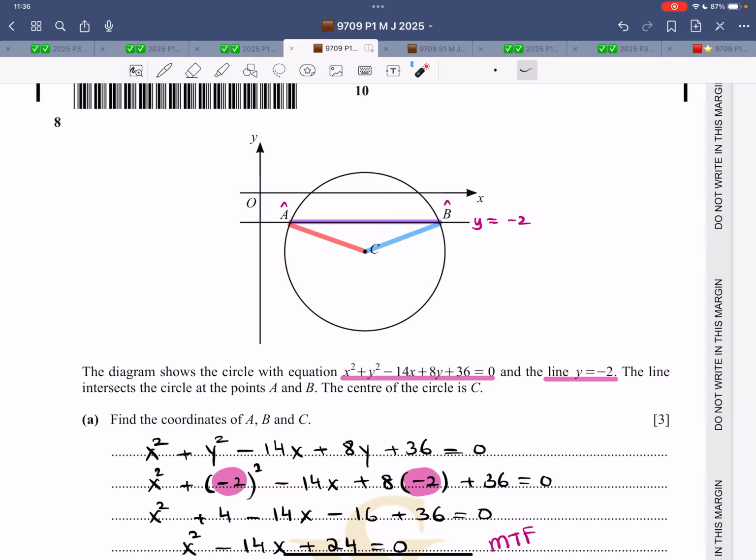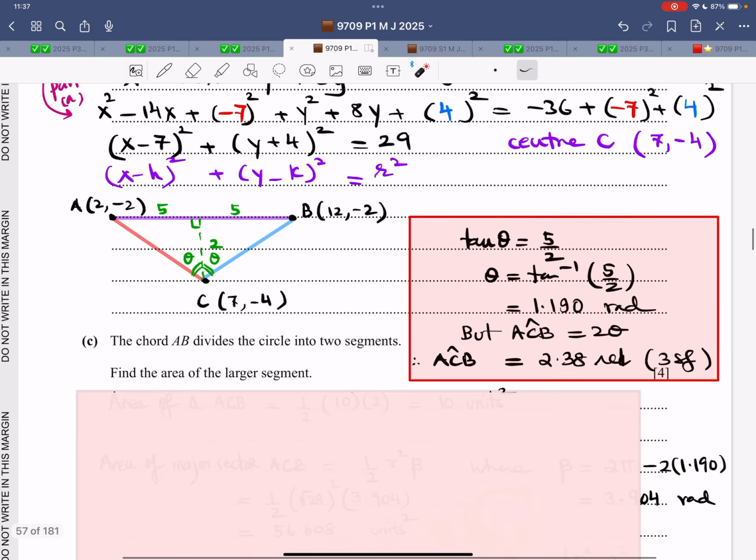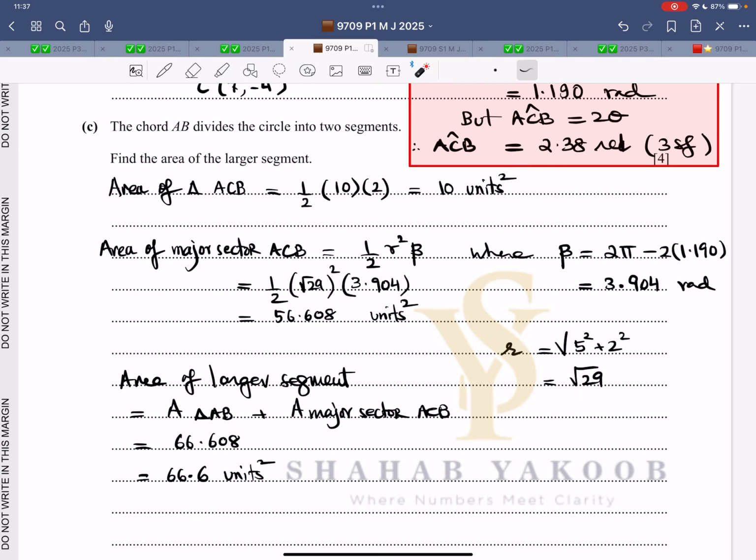So one approach is that let me find the area of this triangle, let me find the area of this sector, subtract, we find the area of this segment, from the whole circle subtract the segment, we get the other one. That's one approach. Other approach is I can find this particular angle, I can find the area of this major sector, add to it the area of the triangle. So it's your choice how you want to proceed. Let's see how I have done it.